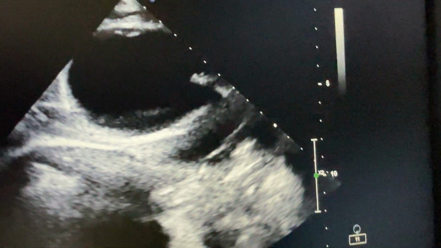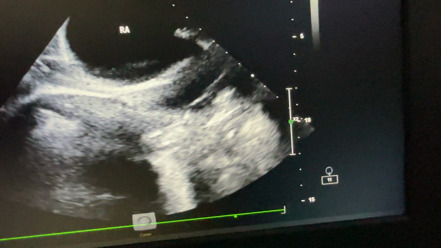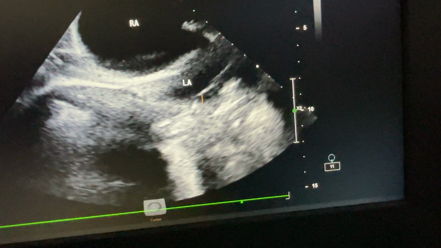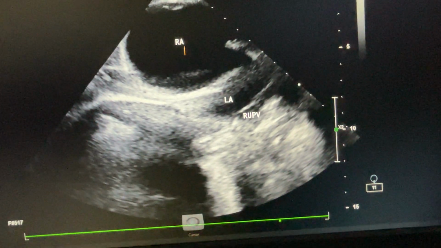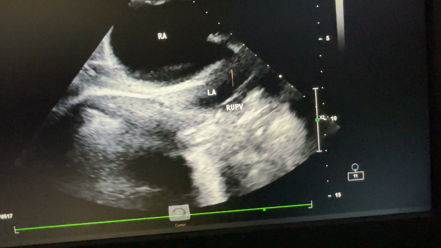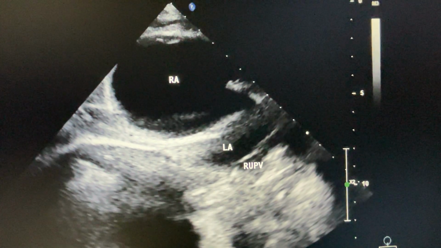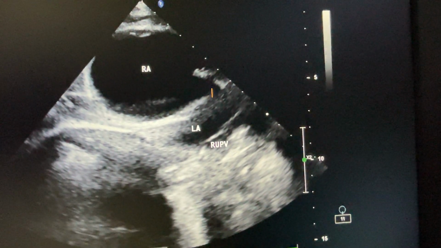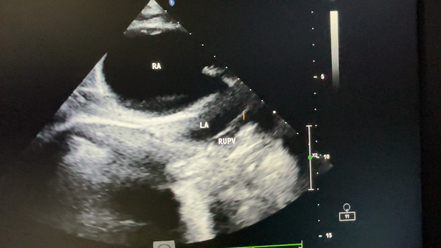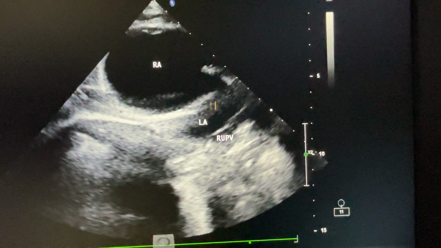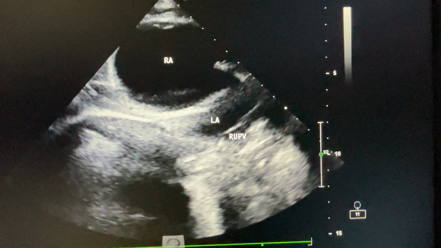Just to make the nomenclature clear: this is right atrium, this is left atrium, this is right upper pulmonary vein. So in this image, what you will see, this right atrium, this left atrium is communicating with, simply you see, this is superior vena cava, and this right upper pulmonary vein is also communicating with superior vena cava. So this is a type of ASD that you call sinus venosus ASD of SVC type.